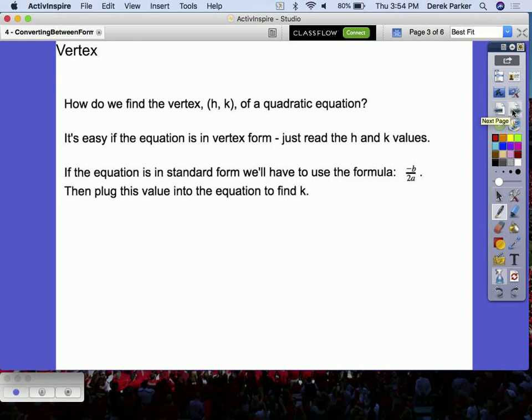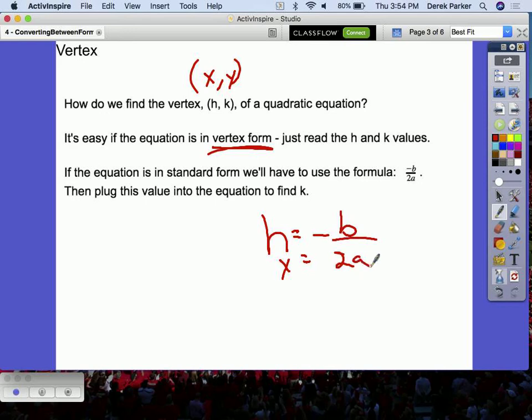How do we find the vertex, h, k, or up to this point, x, y, of a quadratic equation? It's easy if the equation is in vertex form. Just read the h and k values. However, if the equation is in standard form, then we'll have to use the formula h equals, or x equals, negative b over 2a. Then, after you get that, you plug in the value into the equation for the x values to solve for k or y.